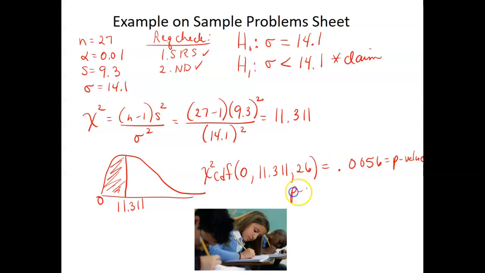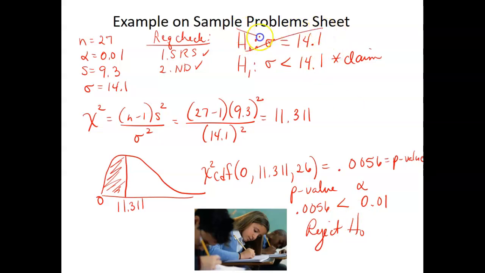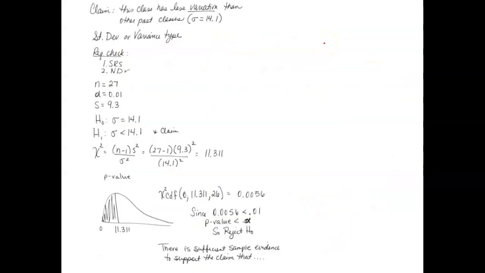Okay, if I want to compare the p-value and my alpha, the p is 0.0056 and the alpha is 0.01. So the p-value is a smaller number than the alpha. So when the p-value is less than the alpha, we reject the null hypothesis. So here we're going to reject or throw out the null hypothesis in favor of the alternative hypothesis. So our statement for this one would be, there is sufficient sample evidence to support the claim that the class has less variation than other past classes.